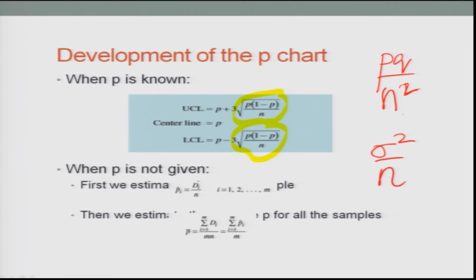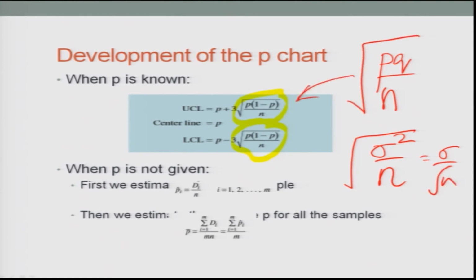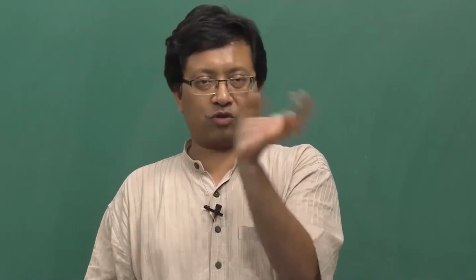So, let me write it again. When I am trying to find out the standard deviation, it will be the square root of that, which is sigma by square root n. When I want to find out the standard deviation, it becomes this, which is p into q, which is p into 1 minus p, divided by n. So, that would basically be the overall dispersion quantum, per unit quantum of dispersion to the left and the right.